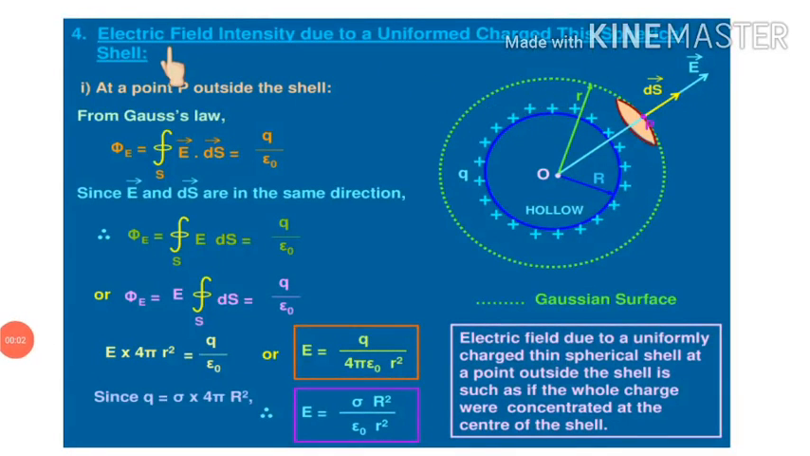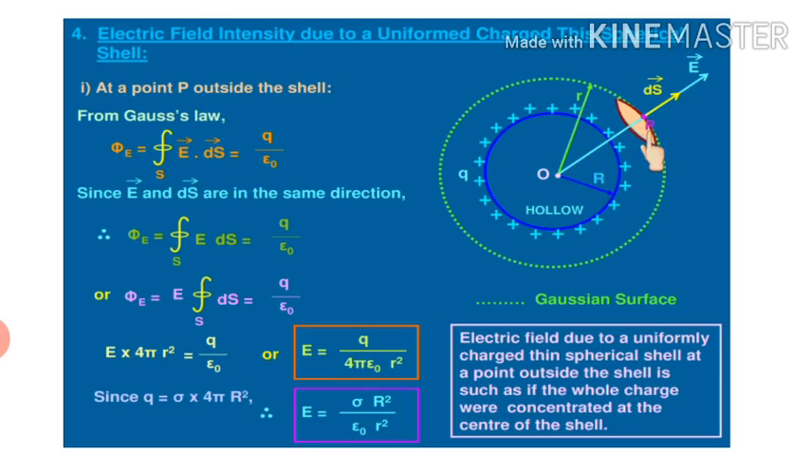Next application is electric field intensity due to a uniformly charged spherical shell. Suppose a conducting sphere is there. If a charge is given to this sphere, all the charge will come on the surface of this sphere, and its radius is capital R. Now suppose at any point P which is outside this spherical shell, we want to calculate what electric field is due to this charged spherical shell.